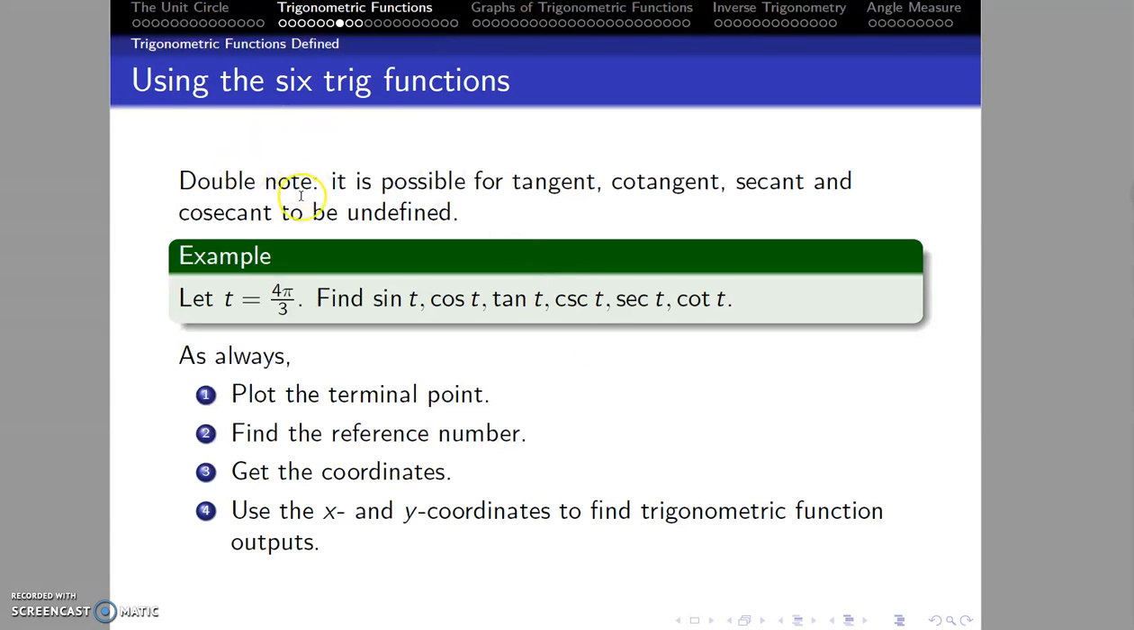And as I have up here, one quick last thing to note. It can be possible for anything that's not sine or cosine to be undefined. Reason being, it is possible for sine or cosine to be 0. Right? Sine of 0 is 0, cosine of pi over 2 is 0, because the x and y coordinates respectively are 0 at those points.